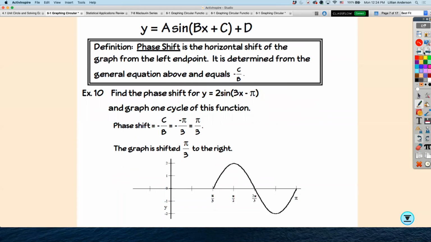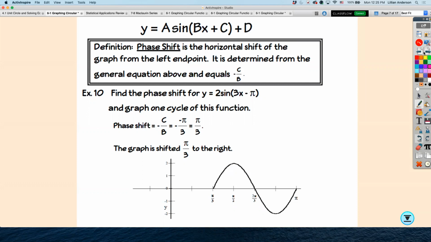A phase shift is the official name of a horizontal translation when it deals with a sinusoidal function. Essentially, it's the horizontal shift from the left endpoint. It is determined by the general equation above, and it equals negative c over b. Please make sure you emphasize the negative c over b, because that negative looks very small in the notes. In general, inside the parentheses of a sinusoidal function is bx plus c. So you have to do the opposite of c and then divide it by b.